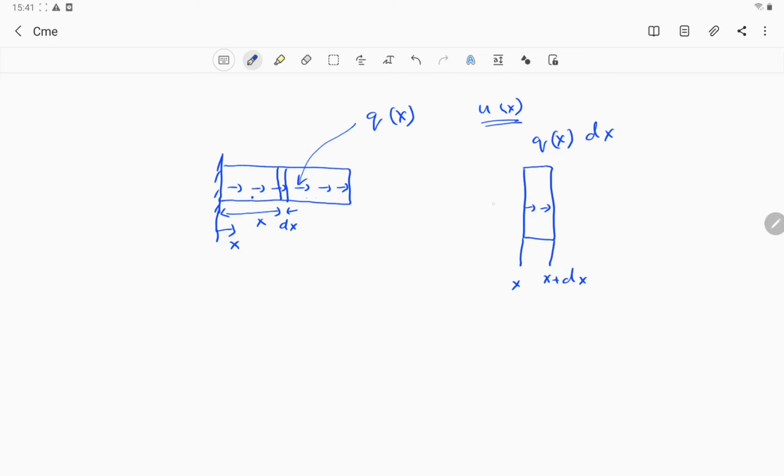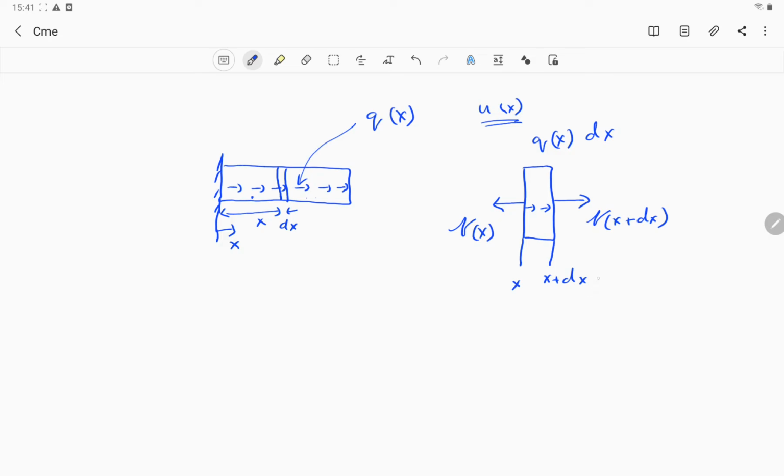What is the normal force acting on this side? Let me call that normal force n of x. I do not know that function, so I am just assuming it's n of x, and here it will be n of x plus dx, because it's at x plus dx.